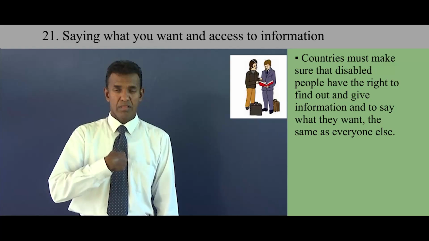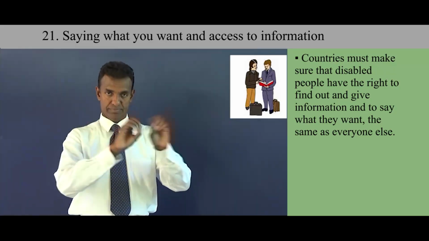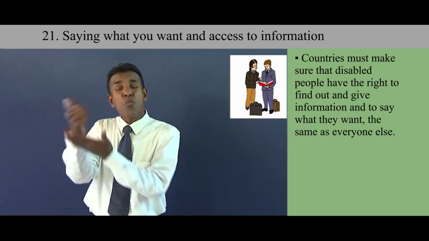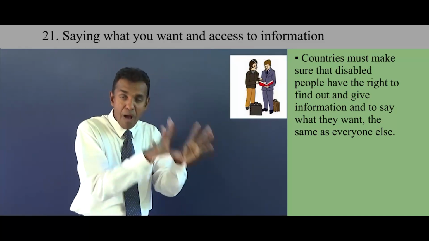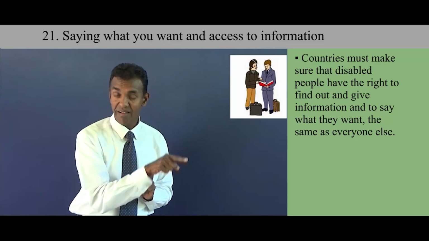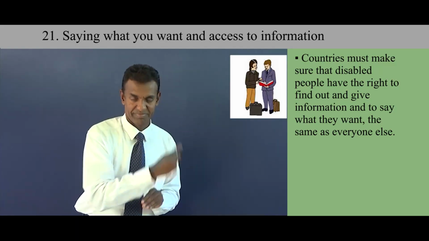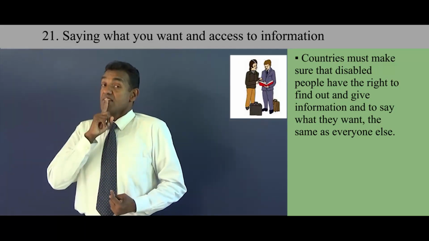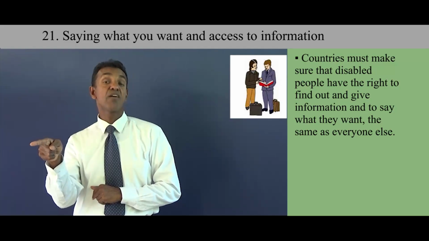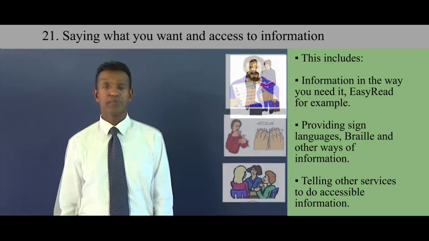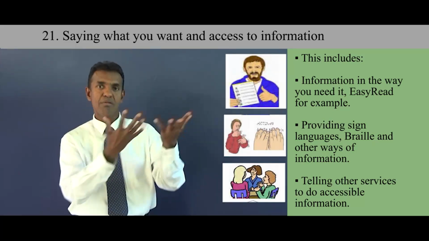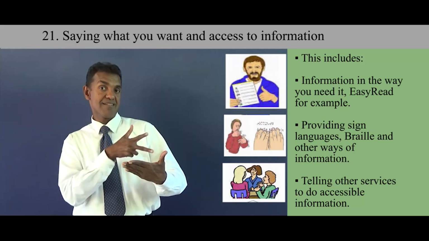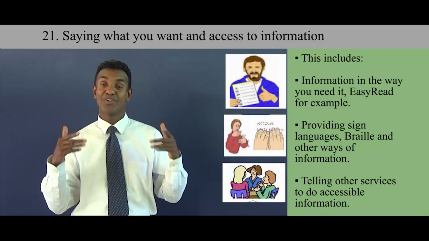Saying what you want and access to information. Countries must make sure that disabled people have the right to find out and give information and to say what they want, the same as everyone else. This includes information in the way you need it. Easy Read, for example, providing sign languages, braille and other ways of information. Telling other services to do accessible information.